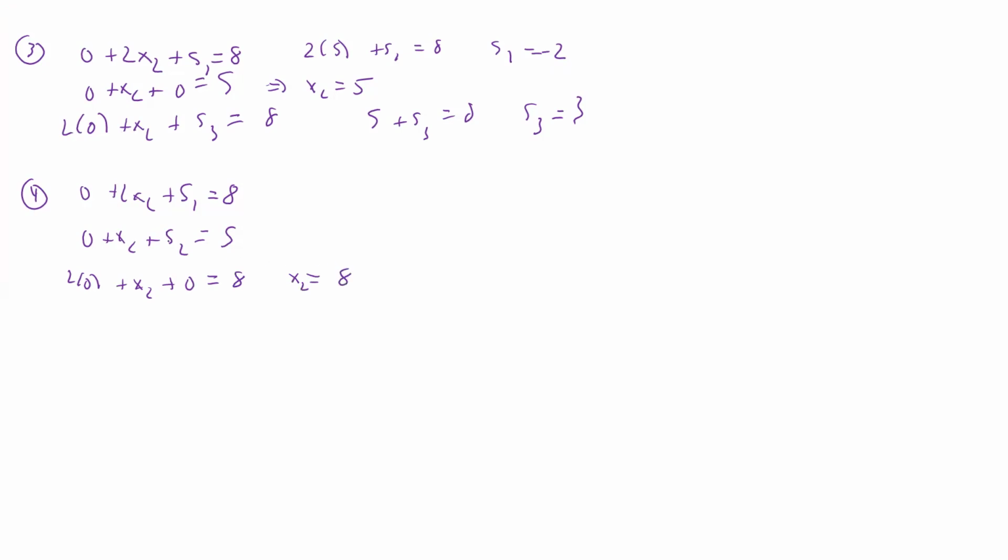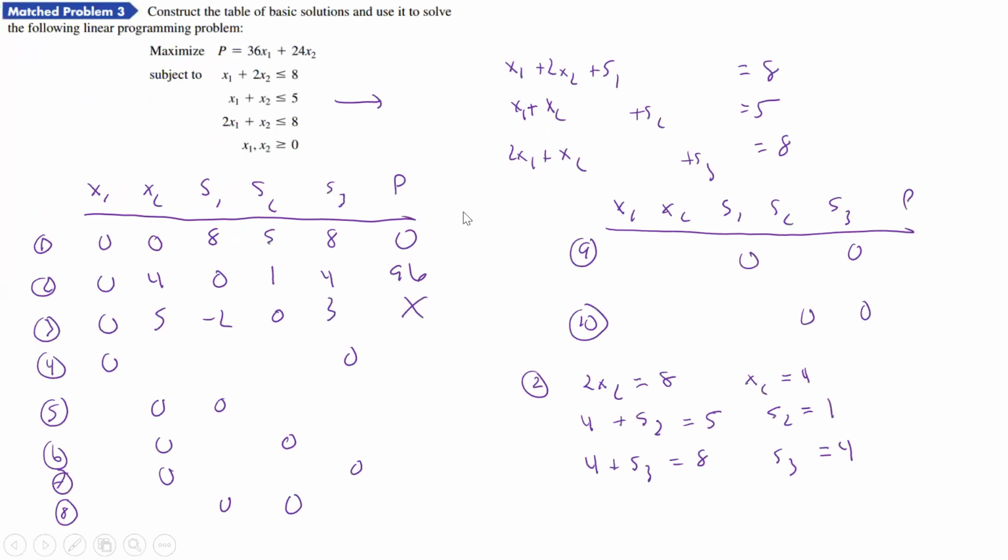So now we can go back up here. If x2 equals 8, s2 is equal to what? A negative 3. And here, if we know x2 is 8, that's going to be a negative 16. So s1 is equal to a negative 8. Okay. So now we've got 8, negative 8, negative 3, another x. Okay. Now x2 and s1 are 0.